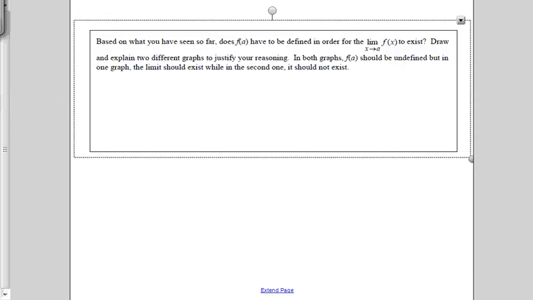And let's do this last little part here. Based on what you have seen so far, does f of a have to be defined in order for the limit of f of x as x approaches a to exist? I just went through and explained that, but let's draw two different graphs to justify your reasoning. In both graphs, f of a should be undefined, but in one graph the limit should exist, while in the second one it should not exist. From what we just did in those three examples, see if you can come up with your own graphs, and then I'll pause it and you can watch in 3 seconds and see how you did.